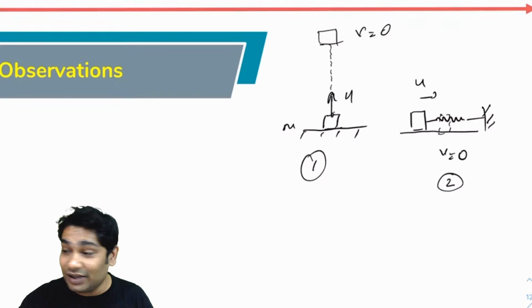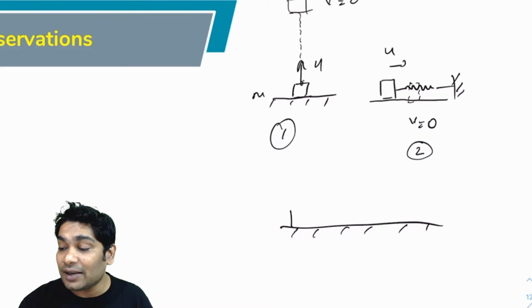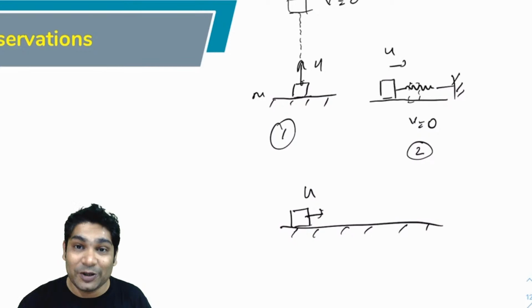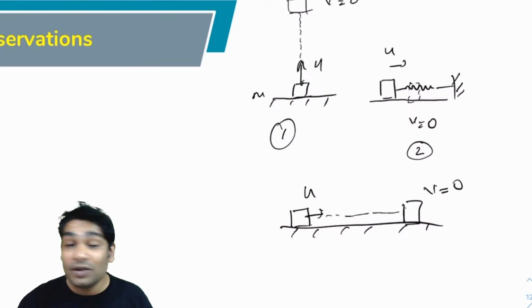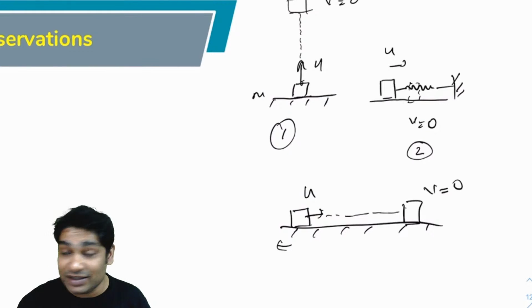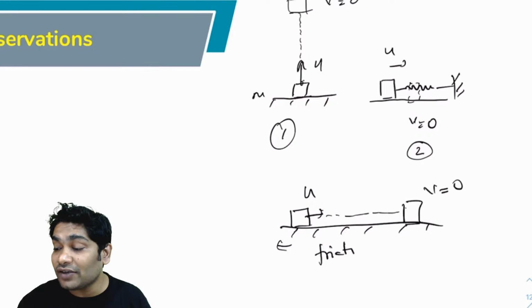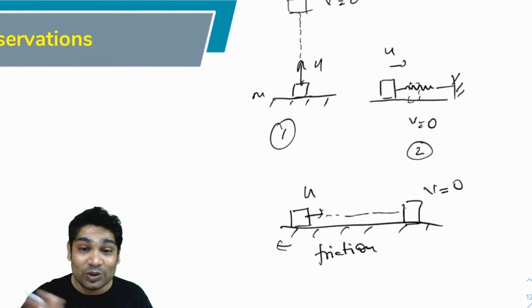Now, let's talk about a third case. In my third case, the same block is kept on a rough horizontal ground and again given a speed u. So it will move forward and eventually come to a stop, right? So, how do I explain this? I will say that the force of friction did negative work, alright? So friction will act in this direction and it is the force of friction that is going to do negative work on this, and eventually this block comes to rest.